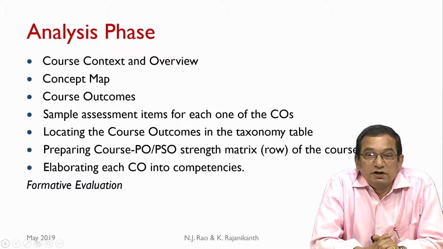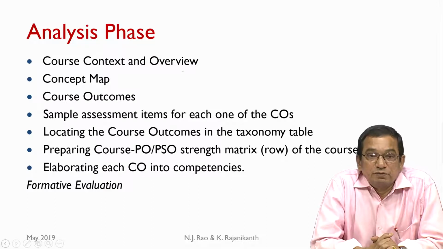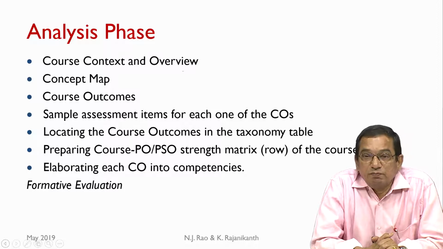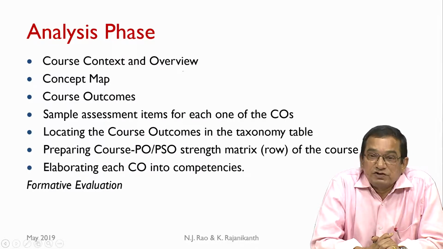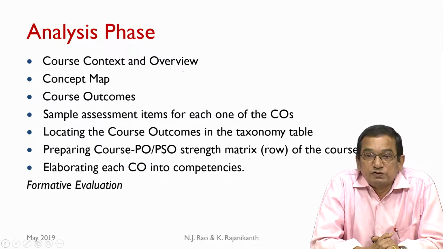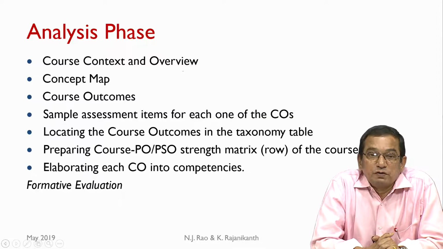So, locating the course outcomes in the taxonomy table, preparing course to PO, PSOs, COs to program outcomes and program specific outcomes, and the strength of this mapping at the levels of 1 or 2 or 3, low strength, moderate strength, high strength. So, creating finally the course to PO, PSO strength matrix, one row for the course.